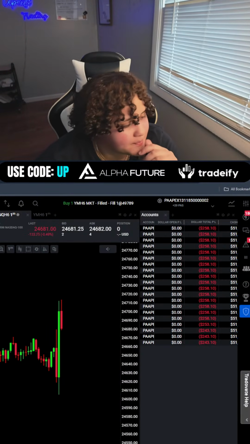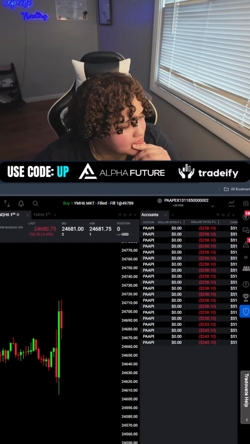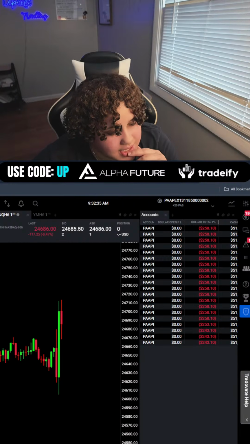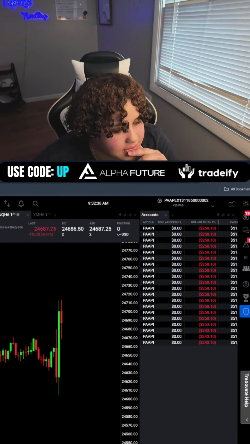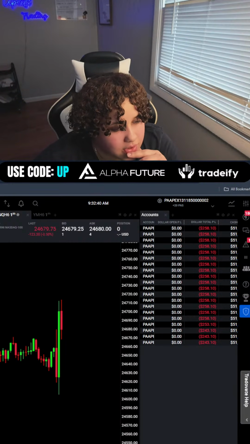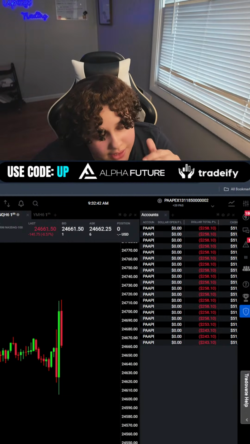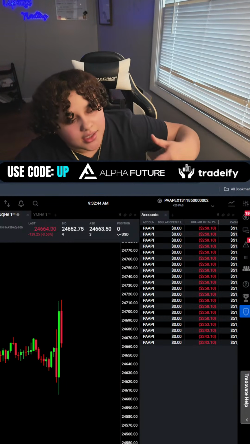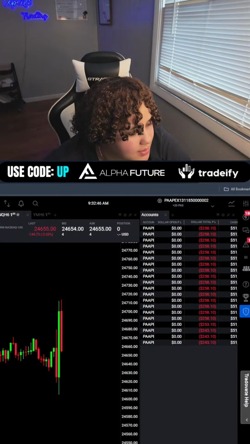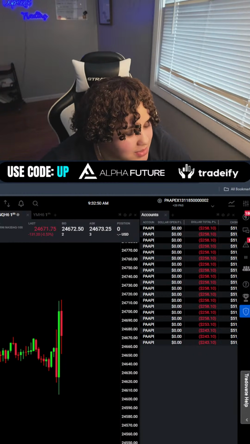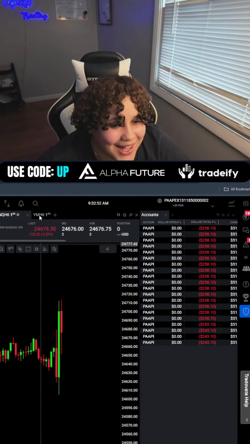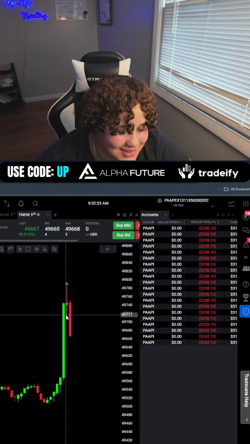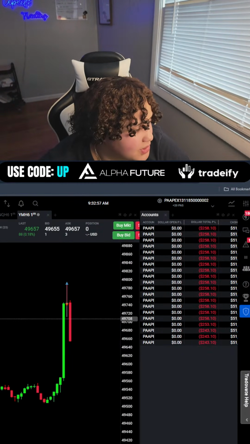Okay. Let's see. It's retesting this 90-minute supply zone. So I do want to see it bounce off of this area. I think if it actually bounces off of here, then the long should continue. Okay, I'm selling myself here. I'm gonna drop it right there. Moving on to the next trade.